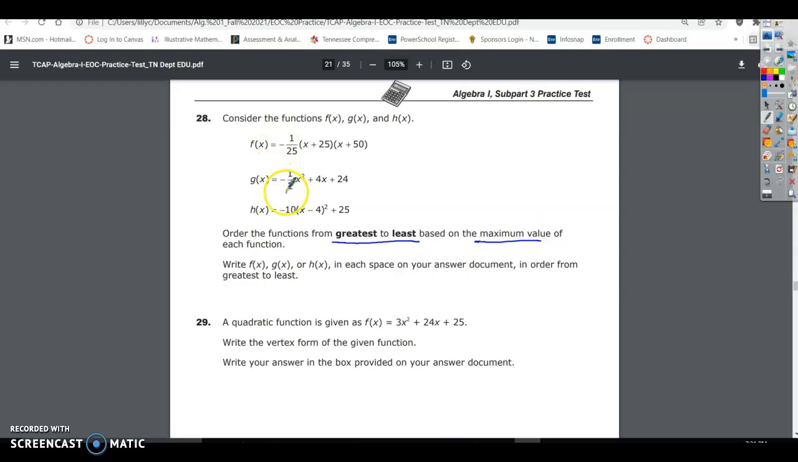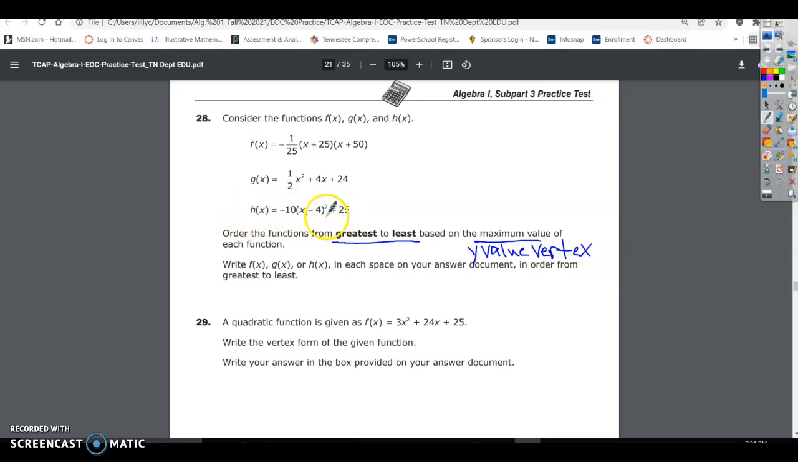These are quadratic equations, and so we find the maximum by looking at the y value of the vertex. So we need the y value of the vertex to determine what the maximum is. There are multiple ways to do this, and looking at the equations, they are in different forms, so different methods may be easiest.